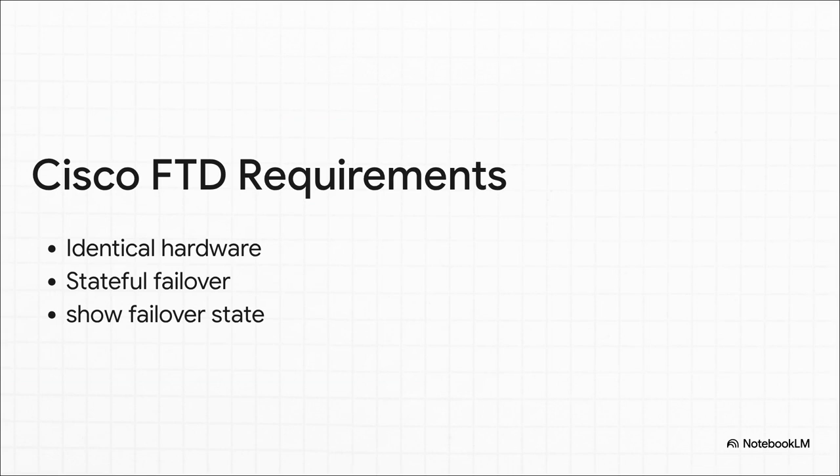But listen, Cisco FTD has some very strict rules to make this work. The Enterprise Security Operations Guide makes it crystal clear. Both units must have absolutely identical hardware and software versions. You can't just mix and match a Cisco FPR 2110 with an FPR 4145. No way. They literally have to be twins. This strict matching ensures those state tables sync up perfectly for flawless stateful failover. And just as a pro tip, engineers can always verify this sync is healthy by running commands like show failover state or show failover history.